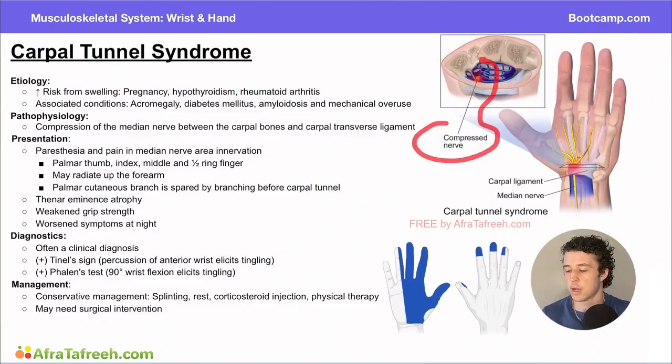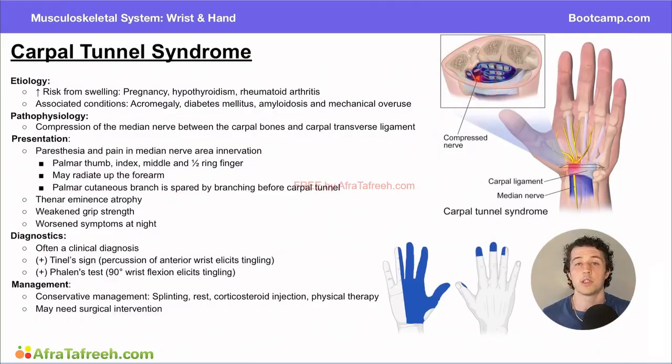And they have it labeled out nicely for us that this nerve is being compressed by the nearby structures, and that's going to lead to pain, paresthesias, and weakness in the hand. All right, so let's hop in and talk about our etiology.